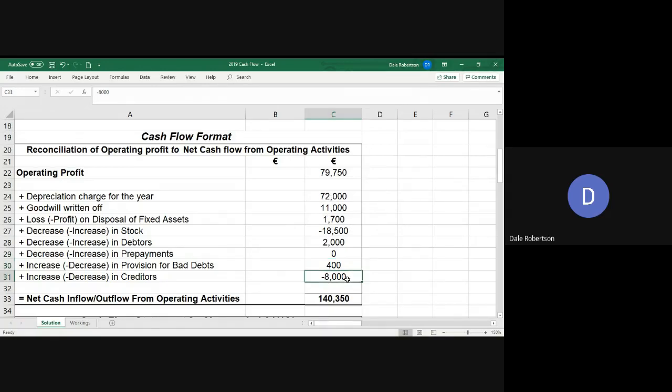And then creditors, finally, well, creditors has decreased. And how do you decrease creditors? Of course, we would have had to pay them. So that is a cash outflow of 8,000. You take your 79,750 and you add up all of that to get 140,350.